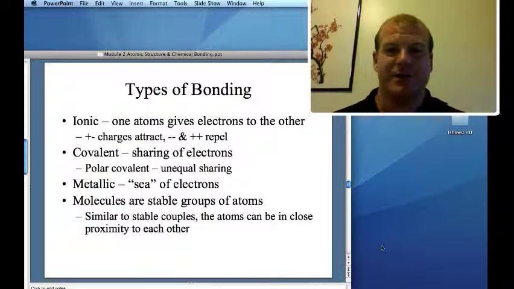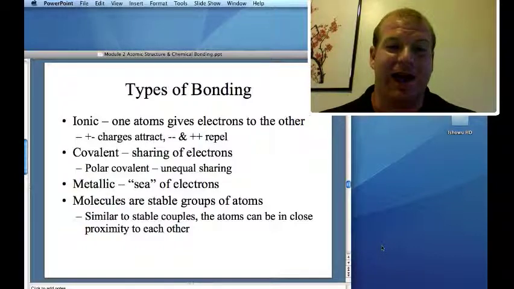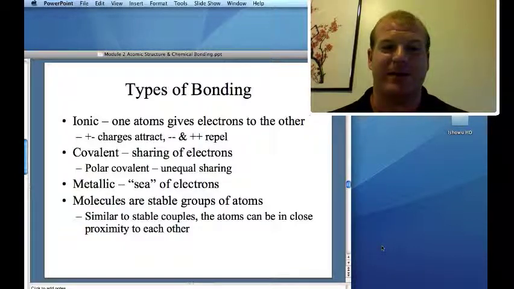And just like people, atoms bond with each other, and there are different types of bonding. The first type of bonding I'll talk about is ionic bonding. This is when one atom gives electrons to the other atom. After it forms ions, the positive and negative charges attract, but similar charges repel. They organize each other such that they're as close to the opposite charge, but as far away from the like charge as possible.